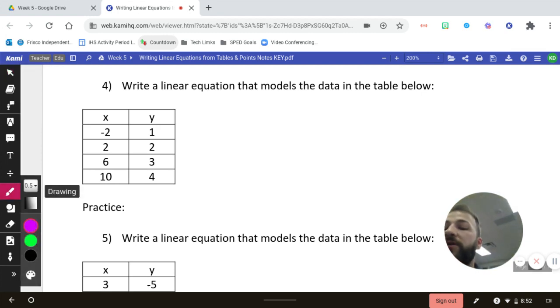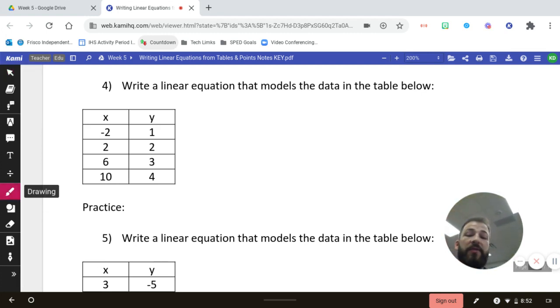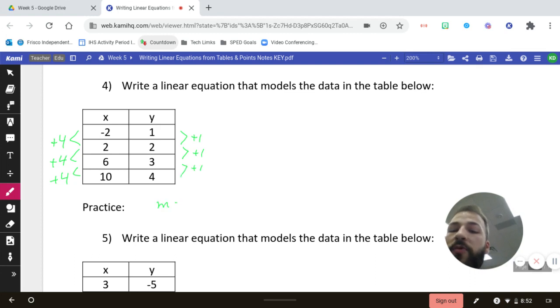Okay, just like we've done before, we still want to find our slope, but they've already lined up the points for us, so we can just find that change in x. So change in x would be plus 4 each time. Change in y would be plus 1 each time. So m would be equal to change in y over change in x, which would just be 1/4. So from there, y is equal to 1/4 x plus b.